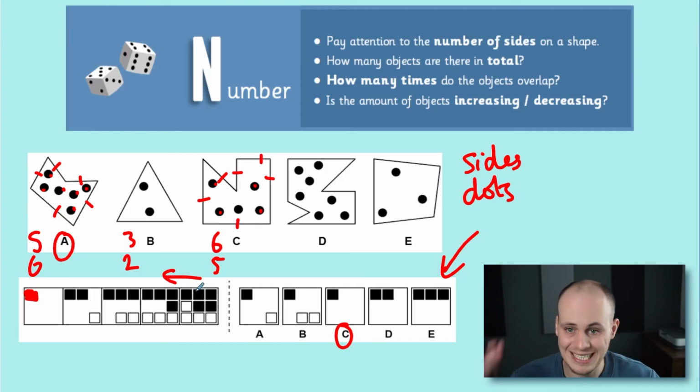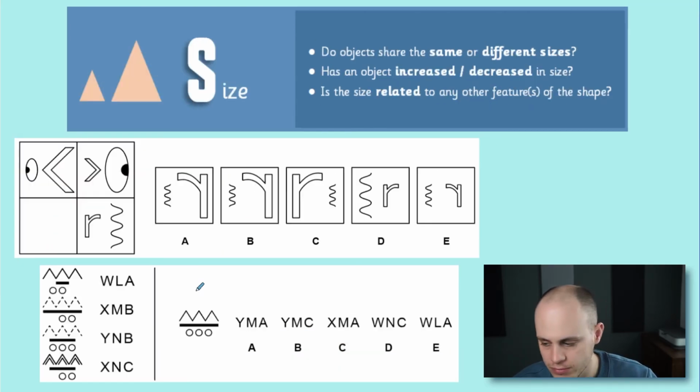So there we are. We've got scans so far. We've got another S to finish our acronym scans. Let's check it out. Size is the last one. Do objects share the same or different sizes? Now, I kind of mentioned size back in shape, didn't I? And I tried to gloss over it quickly because I knew it was coming up later. And it's nice and simple. It really is exactly what it says, size. Is there any difference in the size? Has it increased or decreased? Is the size related to another figure important, perhaps?